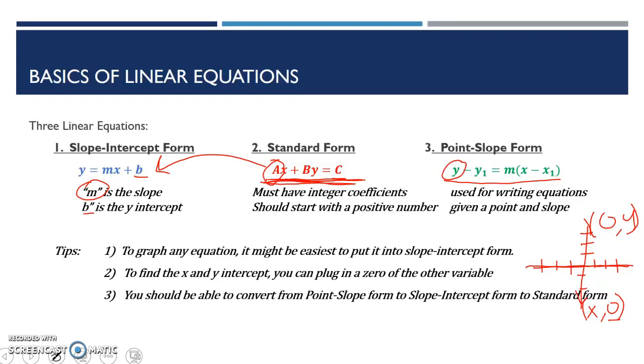And then the last tip is you should be able to convert from point-slope form to slope-intercept form and standard form. So if I were to give you a point and a slope, or even 2 points, you should be able to find the slope and then write it in point-slope form, convert that to slope-intercept form, and then take that slope-intercept form and convert it into standard form. And if there's fractions, you'd get rid of the fractions and make sure that it starts with a positive number.